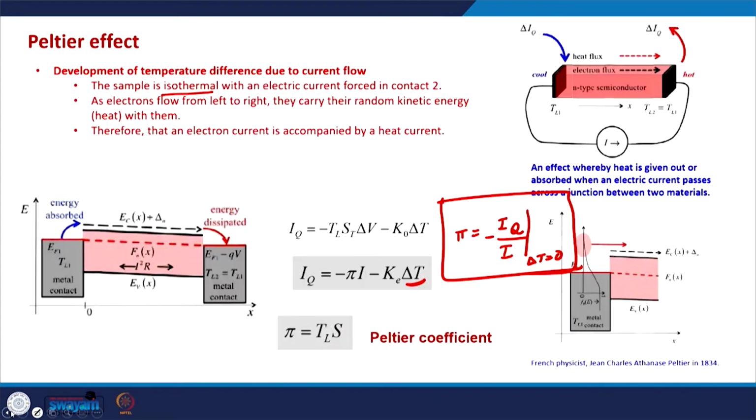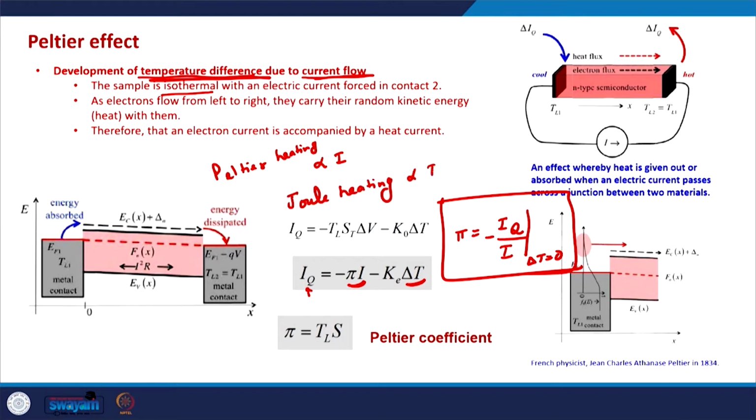I would also like to remind you that the Peltier effect, this temperature difference due to current flow, is different from Joule heating, because now this heat, IQ, meaning heat generated in the system, is directly proportional to I. So, the Peltier heating is directly proportional to I, and Joule heating, which comes from the scattering of electrons with the lattice, is proportional to I square. So, that is a central difference, please keep that in mind.